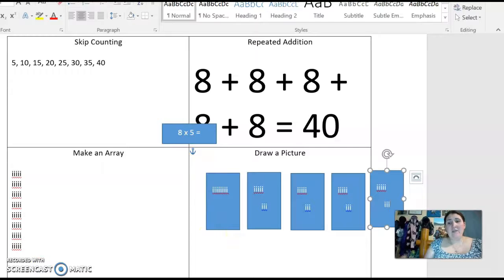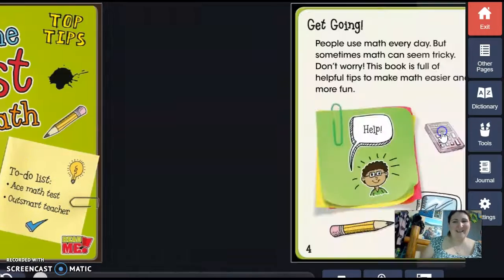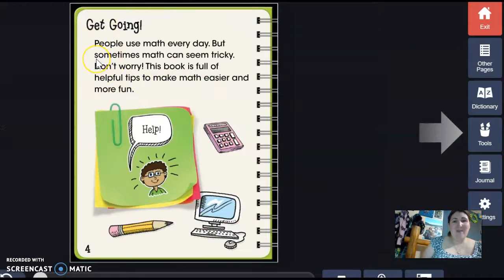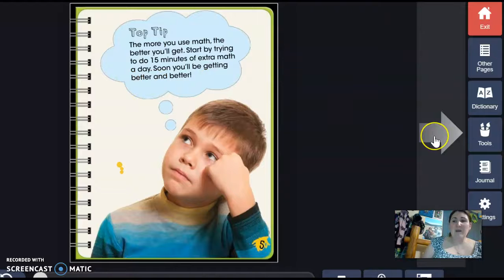I have a book to share with you, so I'm going to go to that right now. So boys and girls, I found this book about math on Clark Mayon, and it's called Be the Best at Math, Top Tips, To-Do List, Ace Math Test, Outsmart Teacher. So it says, get going. People use math every day, but sometimes math can seem tricky. Don't worry, this book is full of helpful tips to make math easier and more fun. So it says, top tip, the more you use math, the better you'll get. Start by trying to do 15 minutes of extra math a day. Soon you'll be getting better and better.